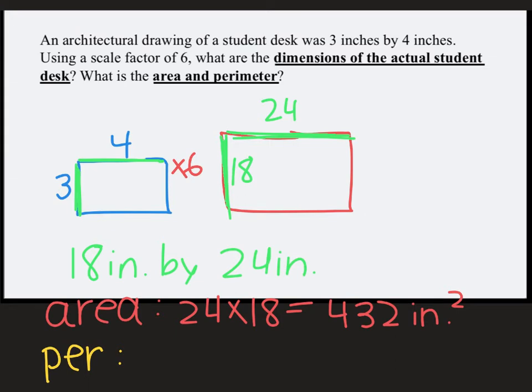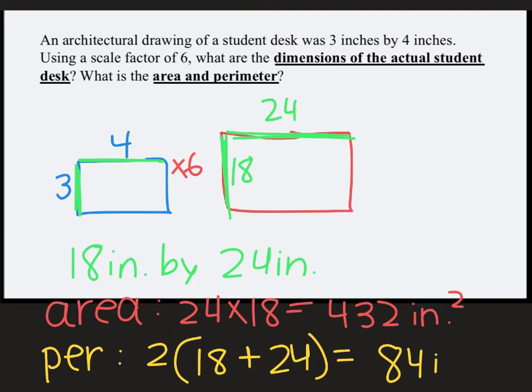And then our perimeter, a couple ways you can solve perimeter. I like to do 2 times my base plus my height. You can just add all 4 sides. You would get the same answer, or you can do 2 times your base plus 2 times your height. Any of those will get you the same answer, which is 84 inches.